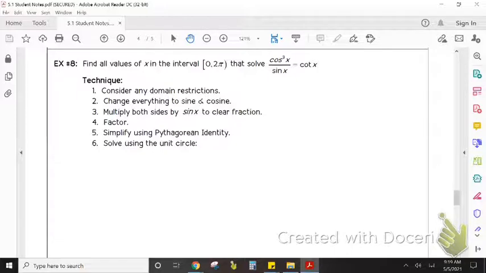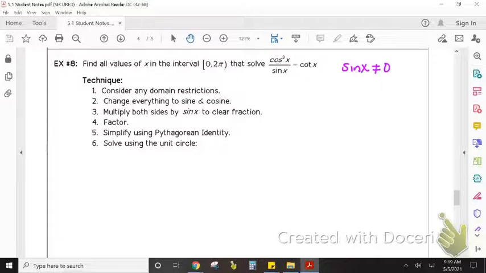So the first thing they want us to do is consider any domain restrictions. Well, remember, the domain restriction here is that we have a fraction. And so because we have a fraction, we know that our denominator cannot equal 0. So in this case, I'm going to write it on the side here, our denominator, the sine of x, cannot equal 0. Well, where is that at? Because we're actually solving this, that means we're going to get number answers, or we're going to get angle answers, okay? So where is sine of x equal to 0?